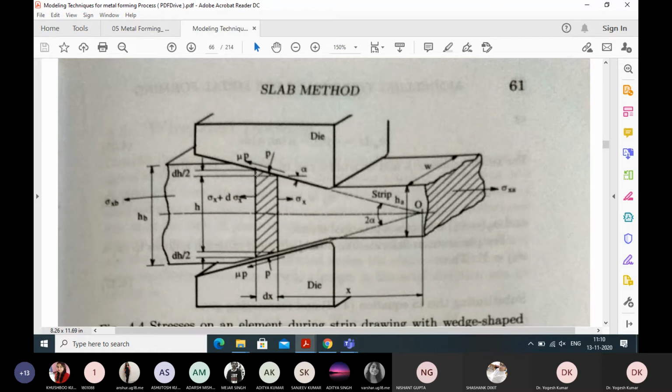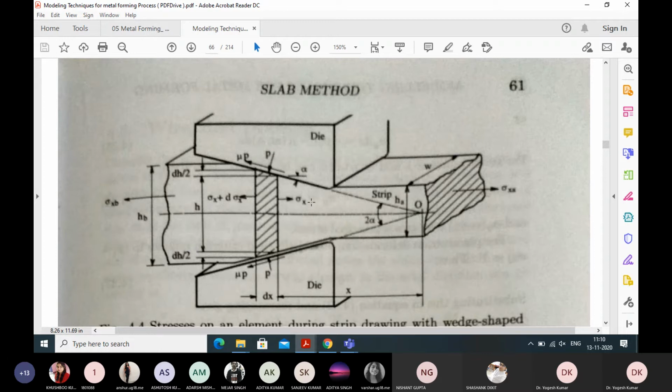Okay, so here also we will take some small strip of width dx. Okay, this is a small strip of thickness dx. Okay, so the stresses on the left hand side are sigma x plus d sigma x.